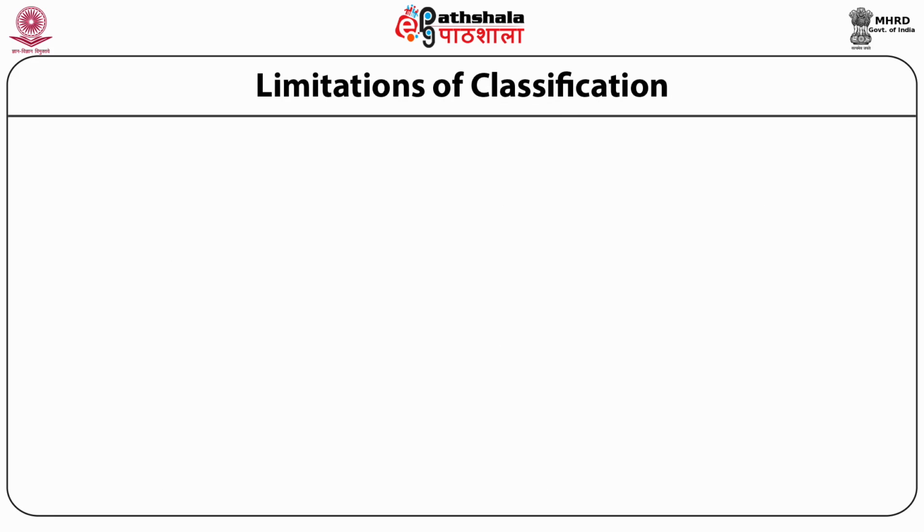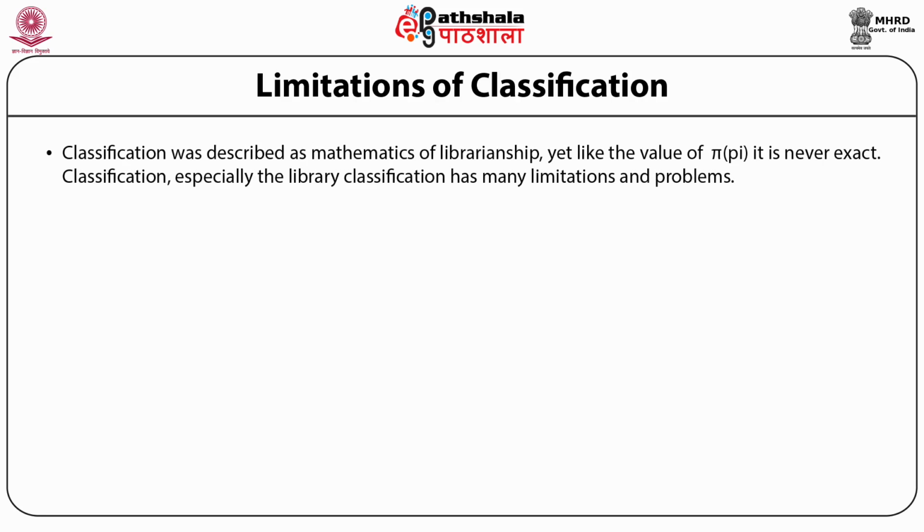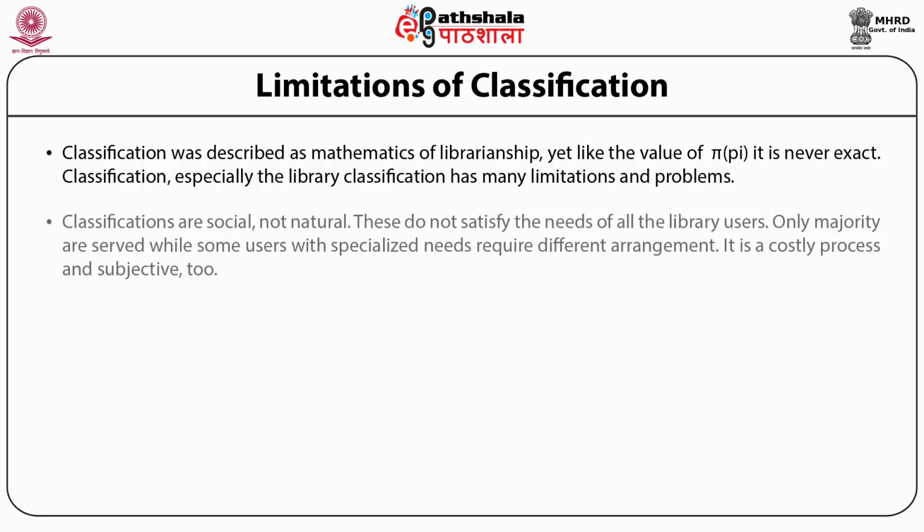Limitations of classification. Classification is not all good or heaven. There are many limitations to it, and there are also many problems. Classification has been described as the mathematics of librarianship. Yet, like the value of pi, classification is never exact. Classification, especially library classification, has many limitations and problems. Classifications are social, not natural, as already said.